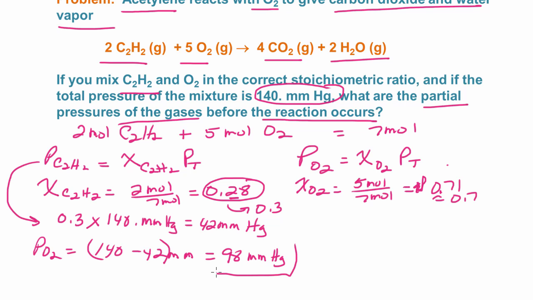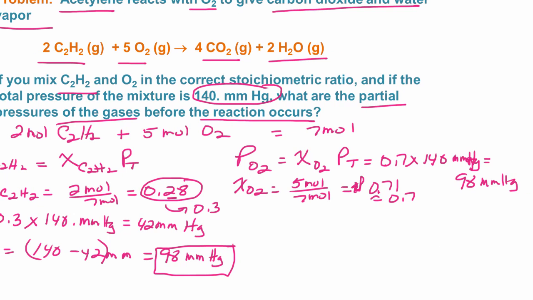millimeters of mercury. And if you missed that, then we could just do the partial pressure of O2 is equal to the mole fraction, 0.7, times the total pressure, 140 millimeters of mercury, and 0.7 times 140 would give us 98 millimeters of mercury. So you can find that second partial pressure easily. Either subtract the first partial pressure from the total pressure, or work it using this relationship here.